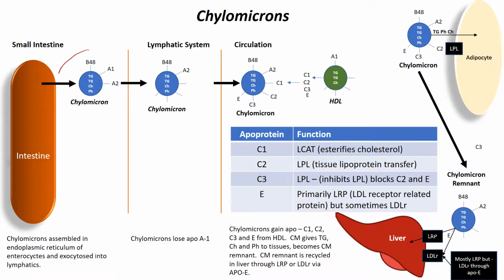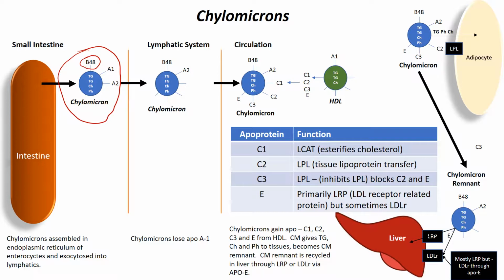A chylomicron is basically a protein shell consisting primarily of an ApoB48 protein that's packed with those lipids. So we basically put those lipids, triglycerides, cholesterol, and phospholipids, into that ApoB48 shell. It becomes something called a chylomicron, and that's pushed out into our lymphatic system, and eventually it enters the circulation.